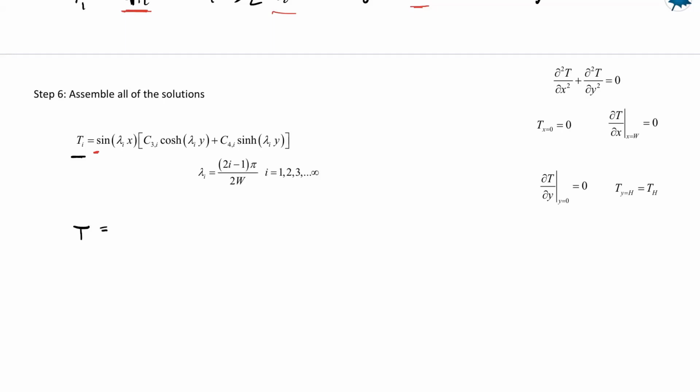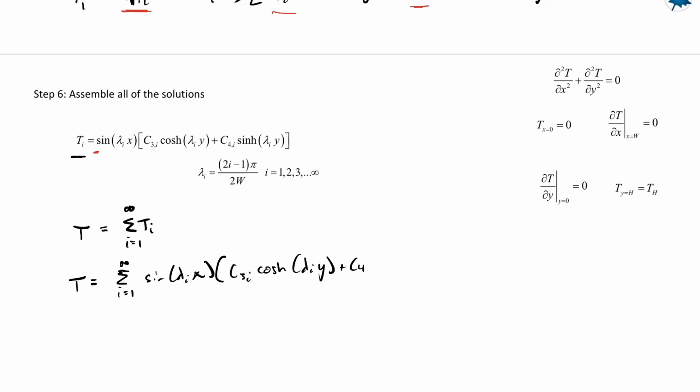Well, it's actually really simple. We just say we're going to sum up every single Ti, for i from 1 to infinity. We're combining all of our temperature solutions in this way. So if we do that, T is equal to the sum for i equals 1 to infinity of this whole thing up here: sine of lambda i x times C3i cosh of lambda i y plus C4i sinh of lambda i y.